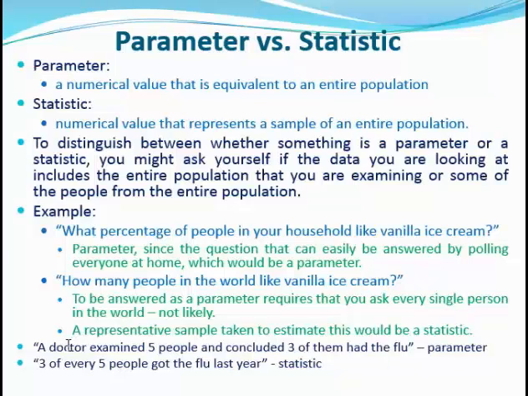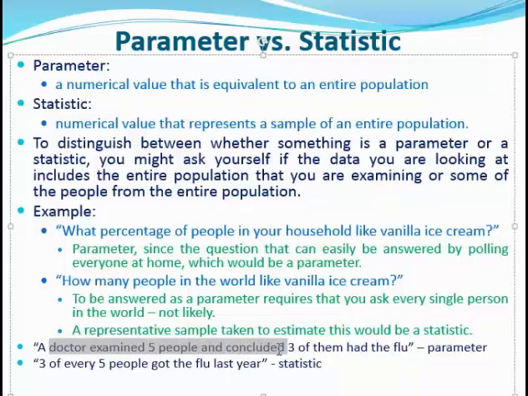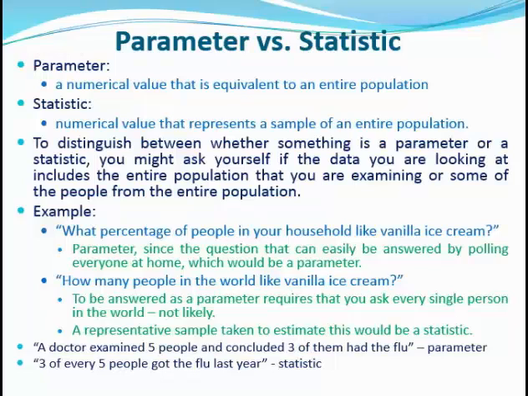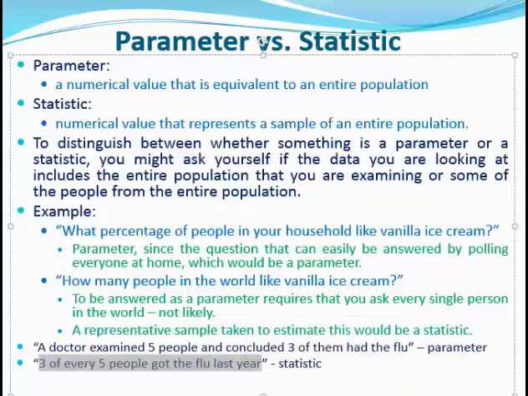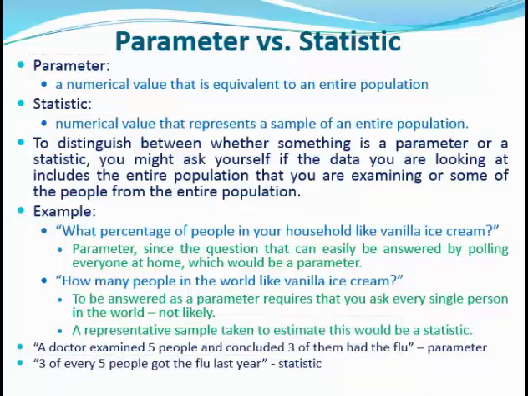Another example: a doctor examined 5 people and concluded 3 of them had the flu. That's a parameter because the entire data pool is just these 5 people. On the other hand, if you're talking about a large pool of people and you say 3 of every 5, or 60% of all 1,000 people in this city, got the flu last year, that's a statistic, because you don't know precisely the information regarding your entire data pool. You only know a small cross-section of it, and you're going to try to infer the rest.